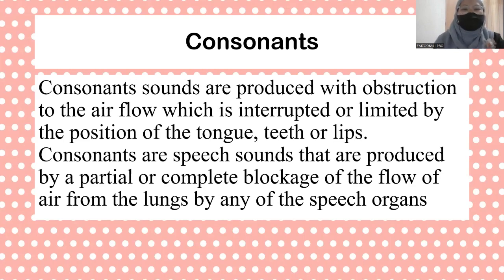First, consonant sounds are produced with obstruction to the airflow, which is interrupted or limited by the position of the tongue, teeth, or lips. So basically, the air cannot go out freely because it's obstructed by your tongue hitting the upper teeth or your lips closed. Consonants are speech sounds that are produced by a partial or complete blockage of the flow of air from the lungs by any of the speech organs.